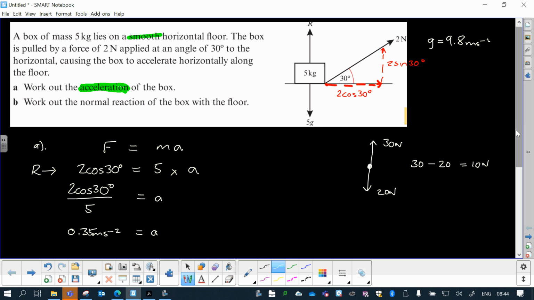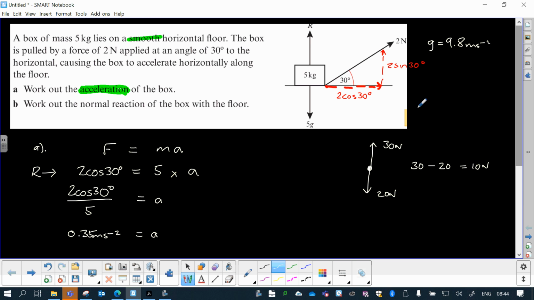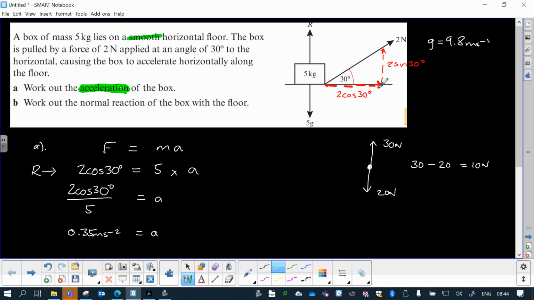If I resolve up, if I see up is positive, I'm going to have R minus the 5g, very much like this 30 minus 20 example over here, right? R minus the 5g equals, and this bit is going to seem a bit pointless, but equals the mass times the acceleration. Okay, the mass is 5.